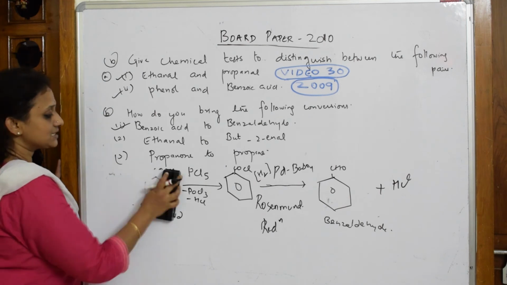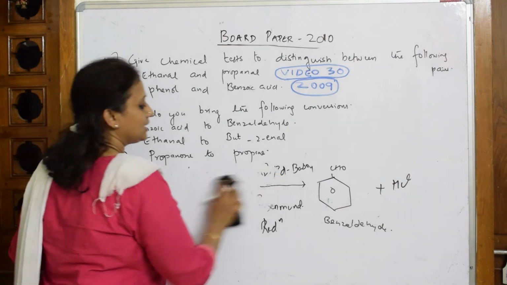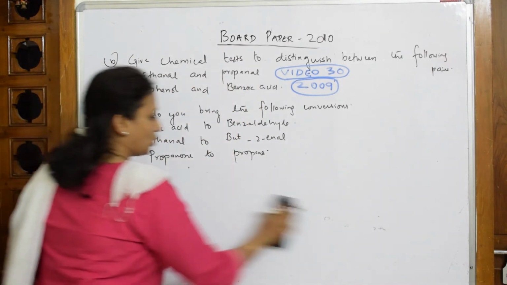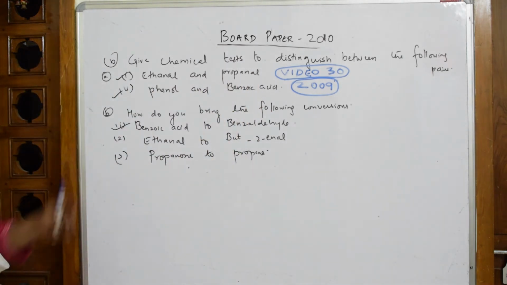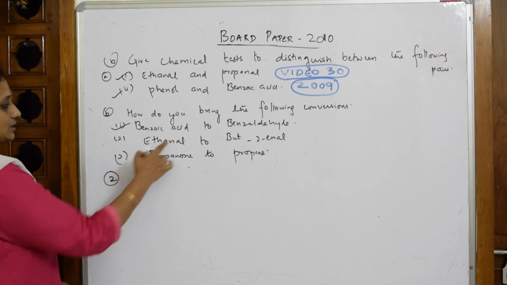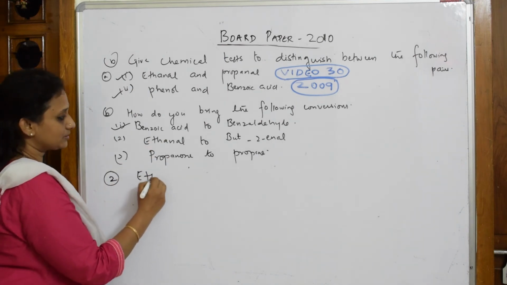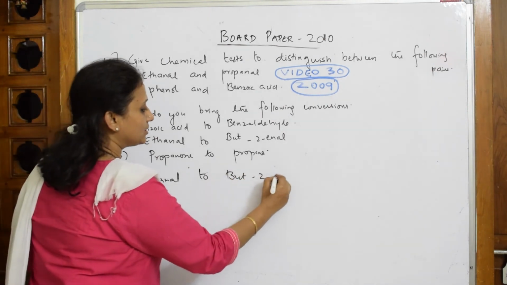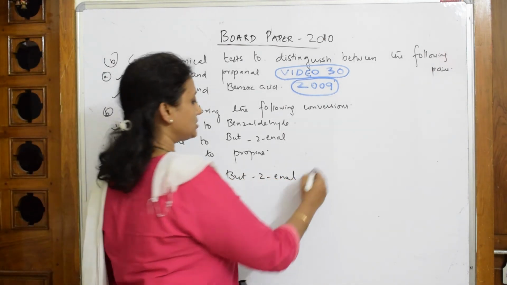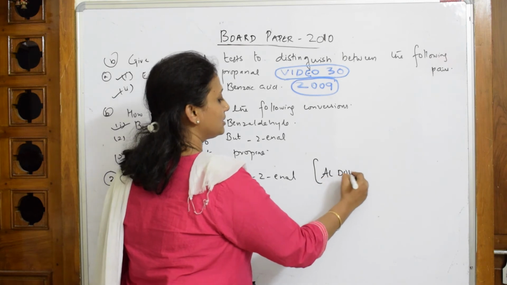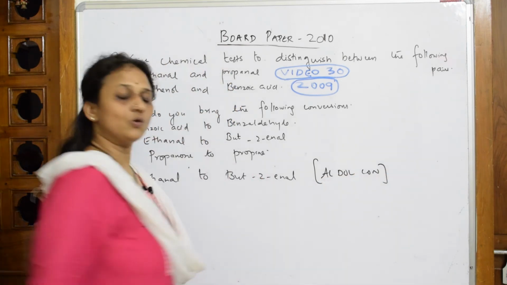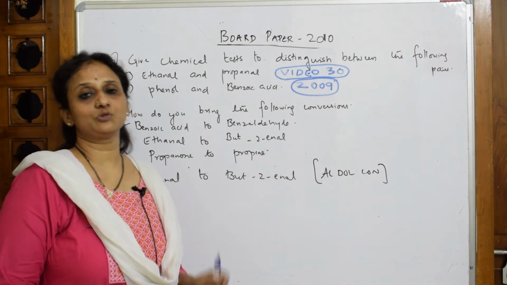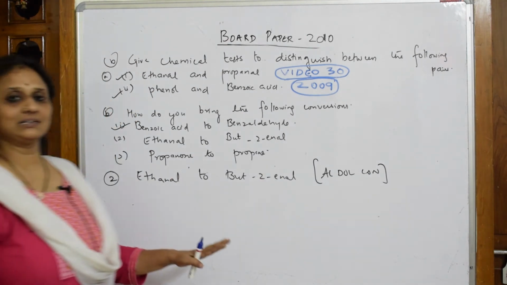So again, the same thing: ethanol, aldehyde reactions. Ethanol to but-2-enol, right? So I have to do the second one. Now, copy the question: ethanol to but-2-enol. Again an aldol condensation reaction. So write there aldol condensation. All these you can solve only after you complete your chapter, then only please come to board papers. Otherwise everything will be Greek and Latin for you all.